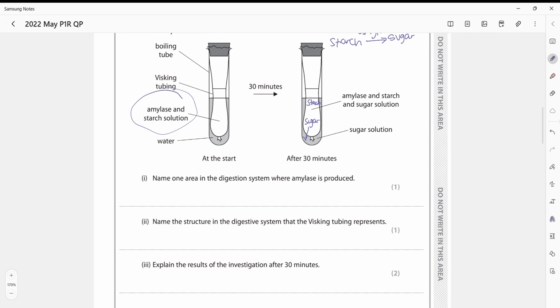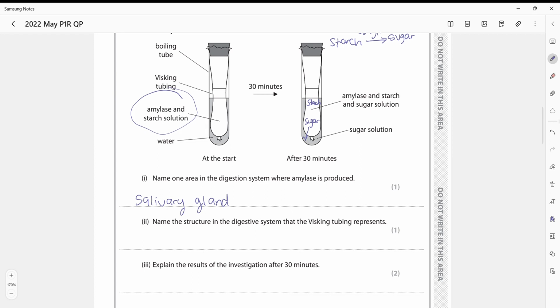Okay, let's look at part 1. Name one area of the digestion system where amylase is produced. So there are two places that you can list. You can say number 1, the salivary gland, or number 2, the pancreas. So I'm just going to write salivary gland here. Salivary gland.